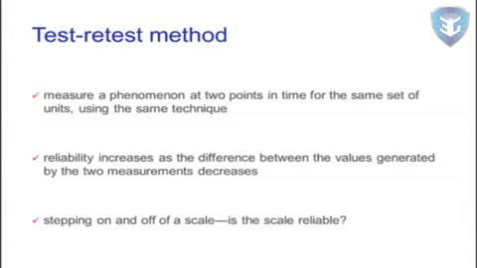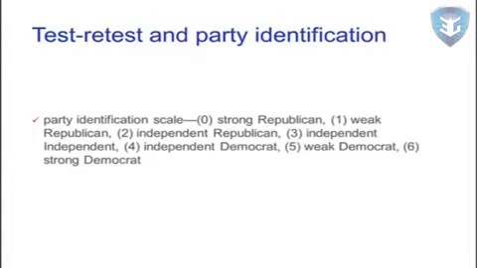If I step onto a scale, measure my weight, step off the scale, and then step back on the scale, if I get the same weight, then the scale is a reliable way of measuring weight. If I want to know the party identification of each student in the course, I might ask each one of you to place yourself on a standard 7-point scale. Strong Republican, weak Republican, independent Republican, independent, independent Democrat, weak Democrat, strong Democrat.